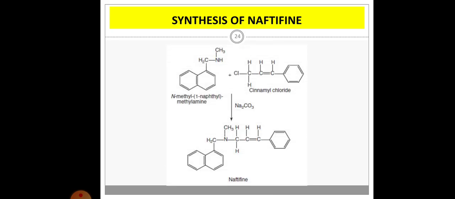This is the synthesis of NAFTIFINE. It is again a single step synthesis which involves the starting materials N-methyl 1-naphthyl methylamine and cinnamyl chloride. These two starting materials undergo reaction in presence of sodium carbonate to give rise to NAFTIFINE, which is a condensed product of these two compounds. That is, the starting materials undergo a condensation reaction to yield NAFTIFINE as the final product.